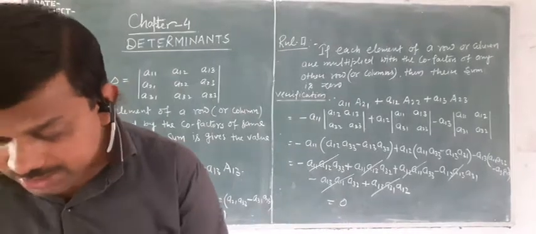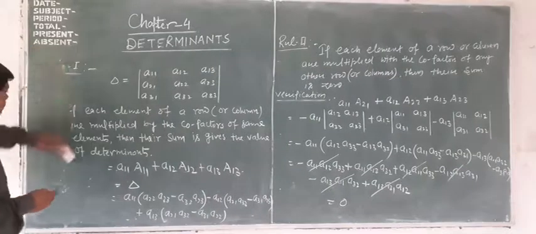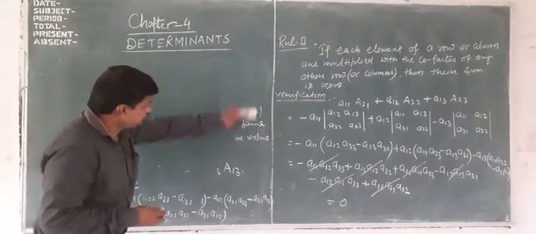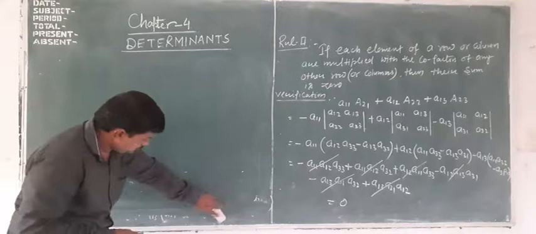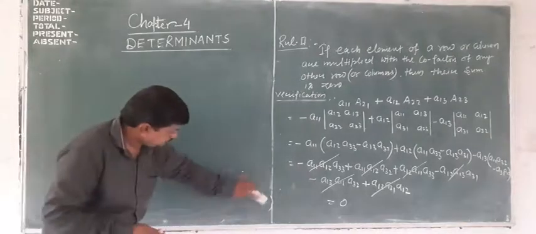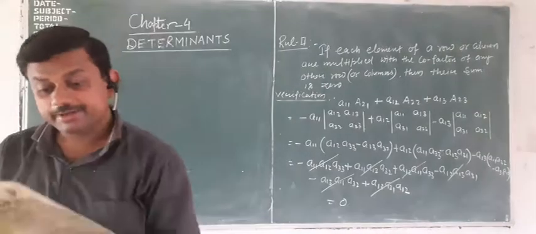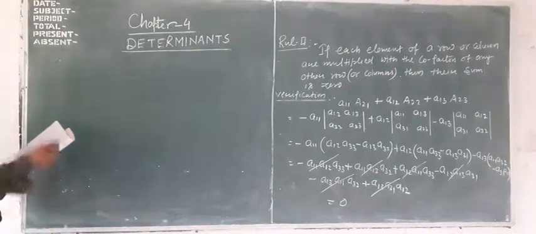Now we shall come to exercise 4.4. So what is exercise 4.4? Exercise 4.4, first question: write minors and cofactors of the elements of the following determinants.